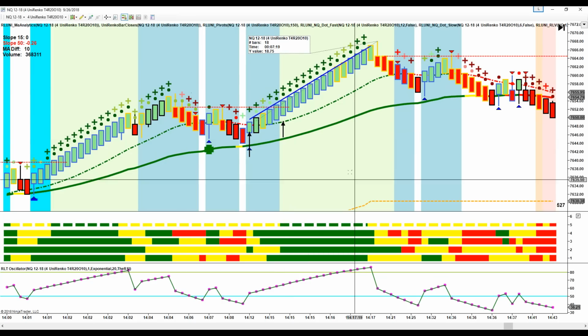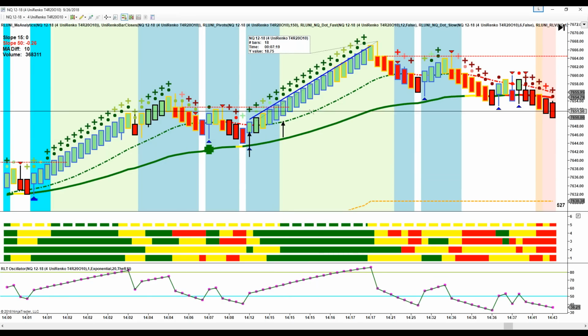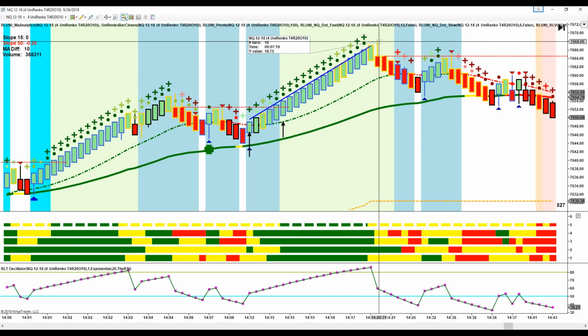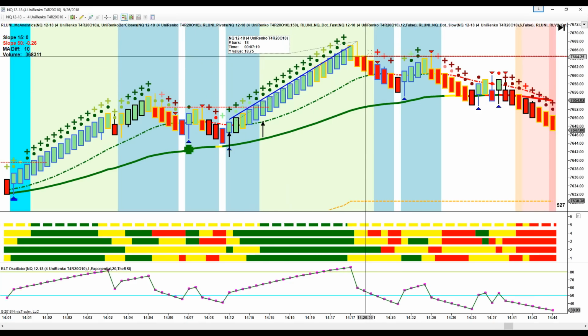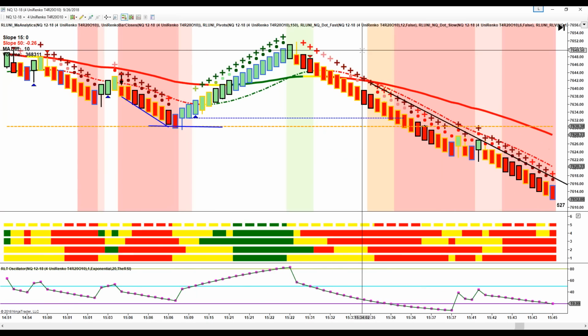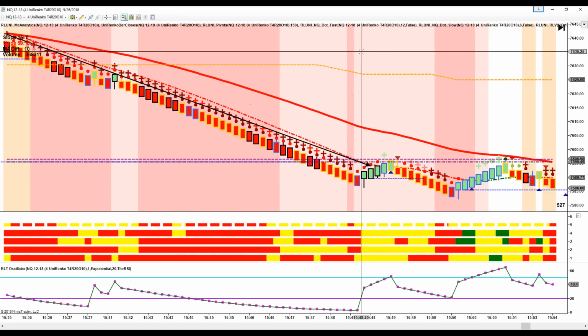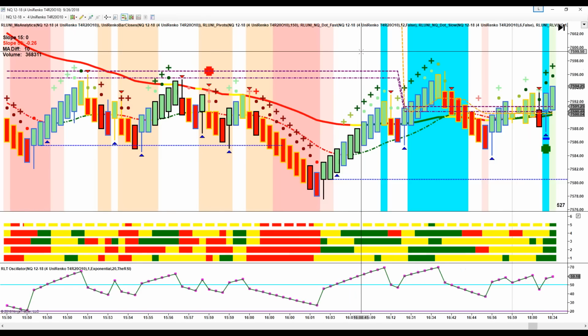So when the 15, this is a modified 15, a 15 exponential of a 15 exponential, is close to the 50 of the 50, you're in an environment where you're very likely to get a long trade. Not guaranteed, obviously, but this is when you can have the highest probability of getting a nice runner. But when you get into the situation, now let me find one for you.